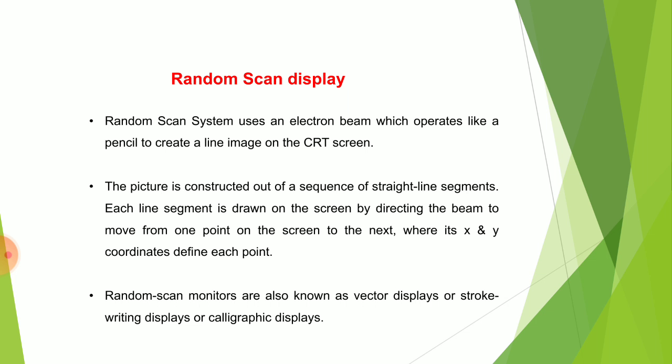In this method, usually each line segment has 2 points, a starting point and an ending point. The electron beam is passed to the starting point and moved to the ending point. In this way, the line is drawn, where each point has one coordinate, x comma y. The random scan monitors are also called vector displays, stroke writing displays, or calligraphic displays.